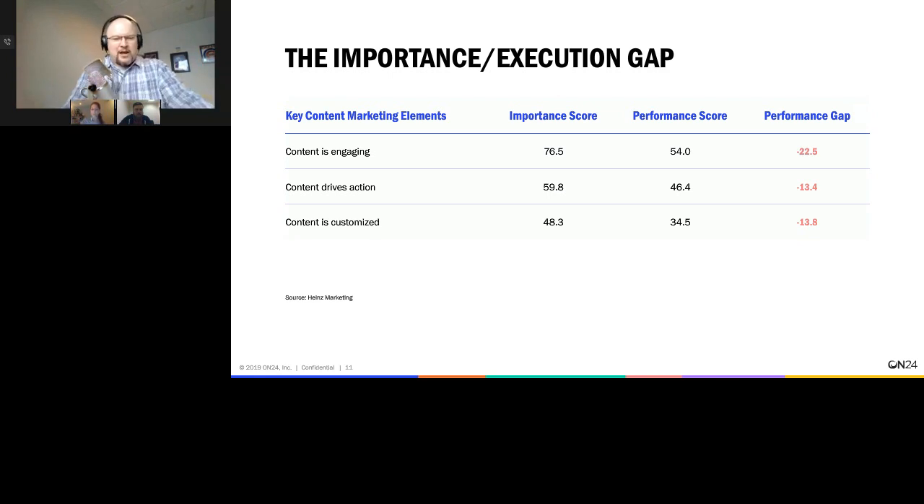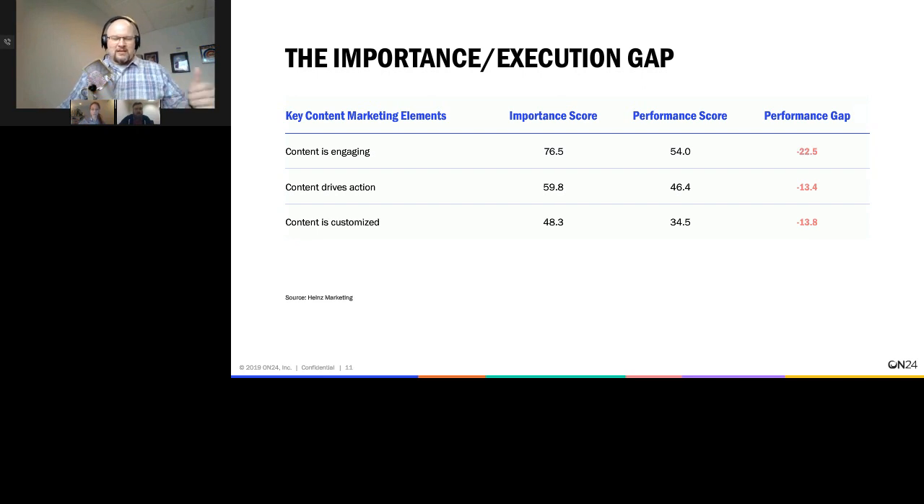And so when we ask people to answer questions around, is their content engaging? Is their content driving action? And should it be? So there's a difference between the importance score and the performance score. We ask people to say, how important is it for you to have content that's engaging and drives action?